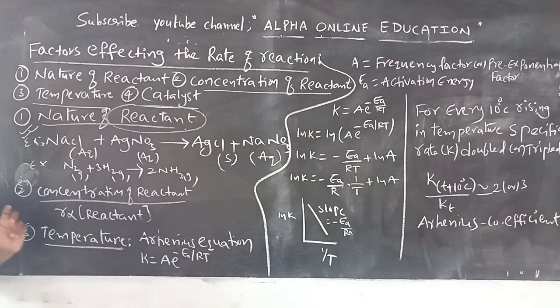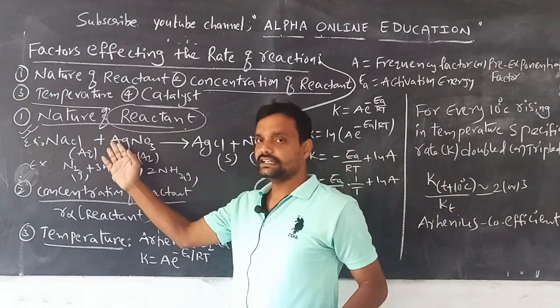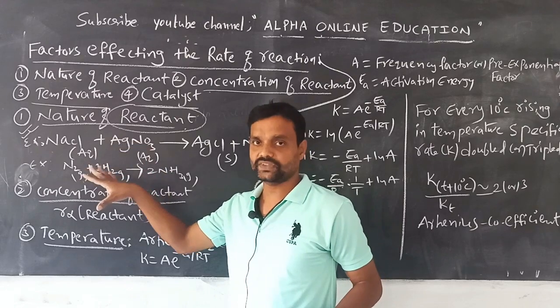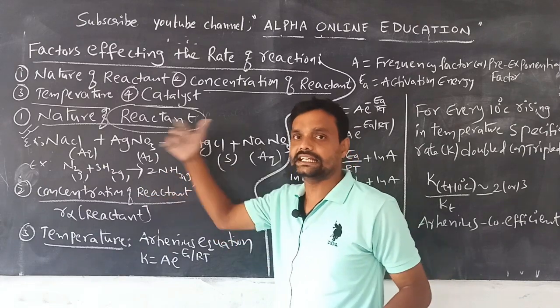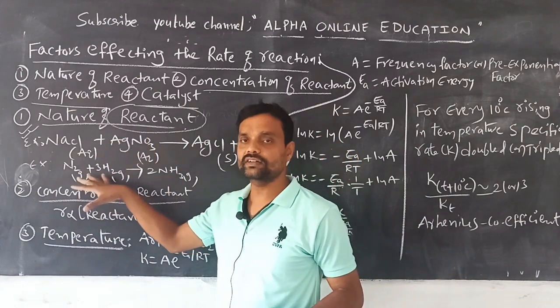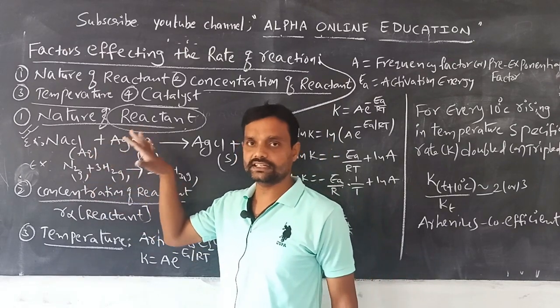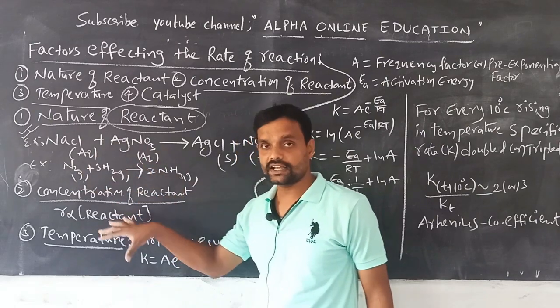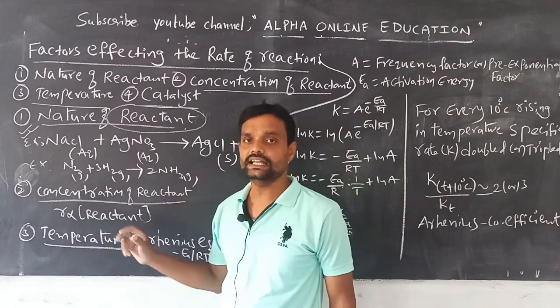Our factor is the nature of the reactant. What is the nature of the reactant? In the first example, the reactant nature is ionic, and in the second example, the reactant nature is covalent. Simple concept: when ionic reactants are present, the rate of reaction will be higher compared with covalent reactants.